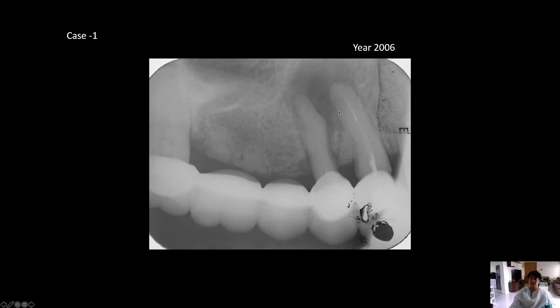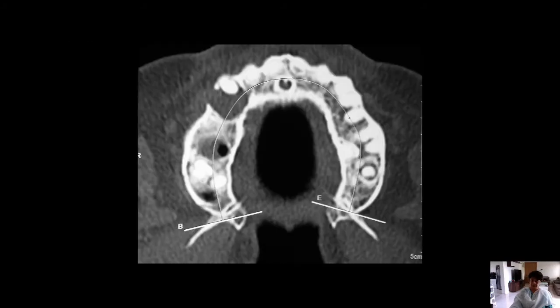And this case is of 2006. This case was referred to me by my student. And as you can see, the bridge is failing. Tooth 4 is showing a huge periapical infection and even the canine needs treatment. He being an endodontist, he treated the canine and then we waited for the soft tissue to heal.